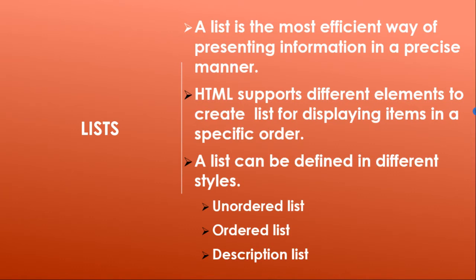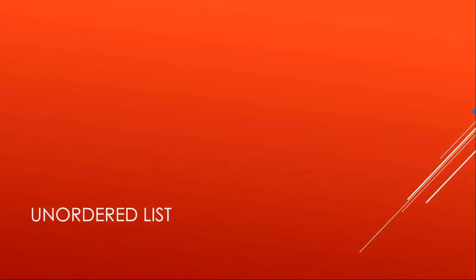So these are the three types of list which are available in HTML. Let us see them one by one. In this video, we are going to see about ordered list and unordered list. So let me start with unordered list.